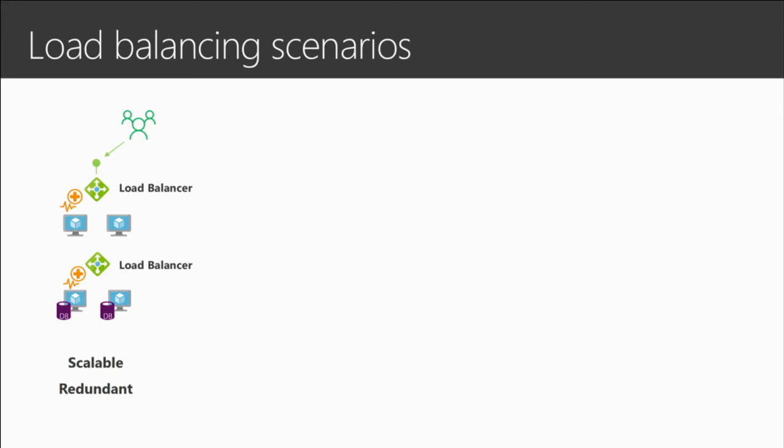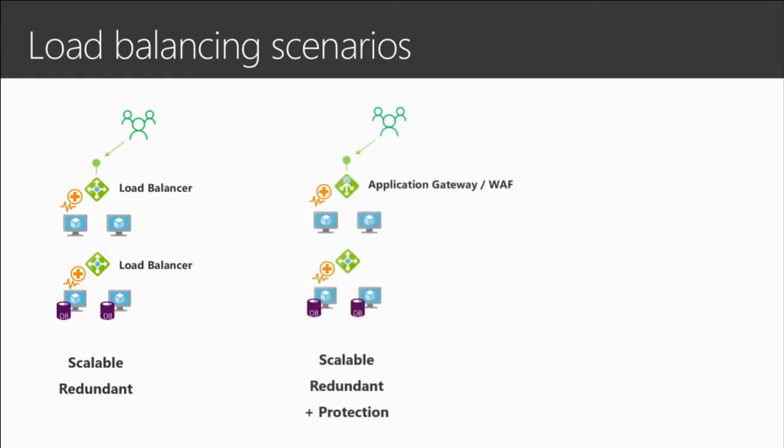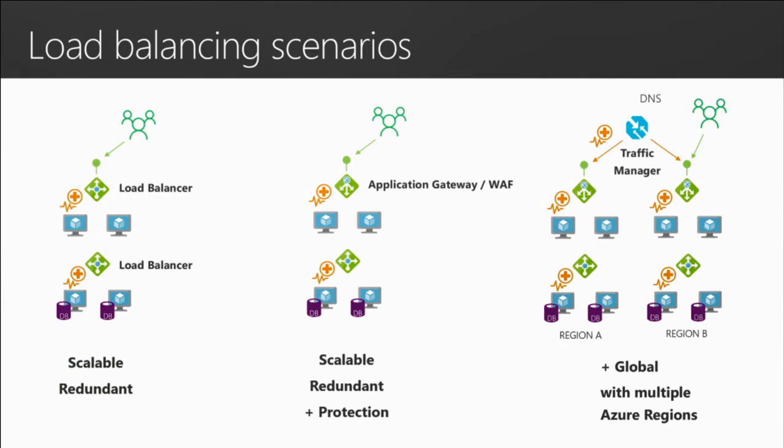So let's dive a little bit deeper. You can use Azure Load Balancer for your scenarios and create scalability and redundancy. You can also choose to use Application Gateway and WAF, the Web Application Firewall, to add additional Layer 7 capabilities. And lastly, you can scale out across multiple regions using DNS load balancing with Traffic Manager. So we have solutions for load balancing, whether that's Layer 4, TCP and UDP, whether it's Layer 7, HTTP, HTTPS, and we have a global DNS load balancing service as well.